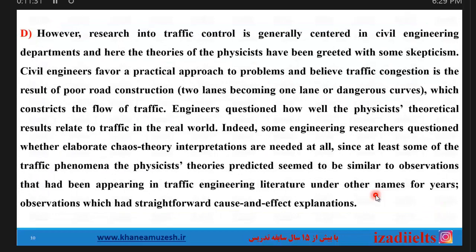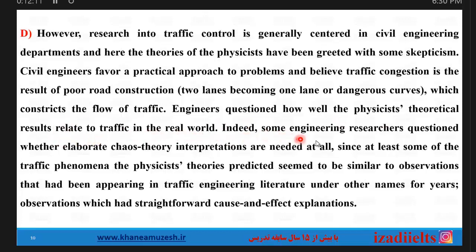Next paragraph. Shall I read? Yes. However, research into traffic control is generally centered in civil engineering departments, and here the theories of the physicists have been greeted with some skepticism. Civil engineers favor a practical approach to problems and believe traffic congestion is the result of poor road construction, 2 lanes becoming 1 lane, or dangerous curves, which constricts the flow of traffic. Engineers questioned how well the physicists' theoretical results relate to traffic in the real world.